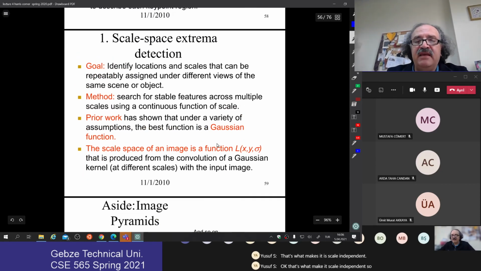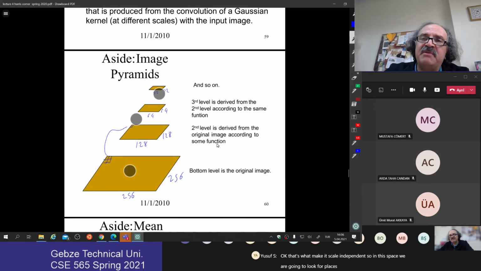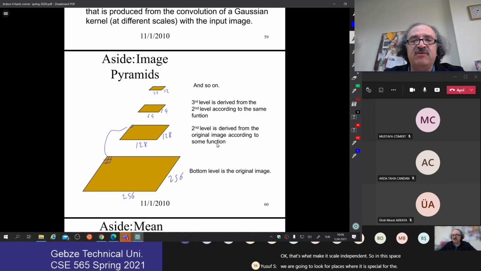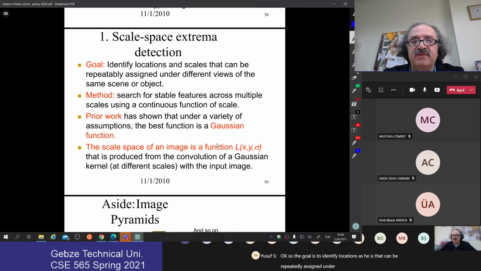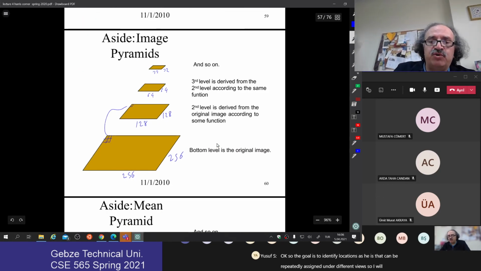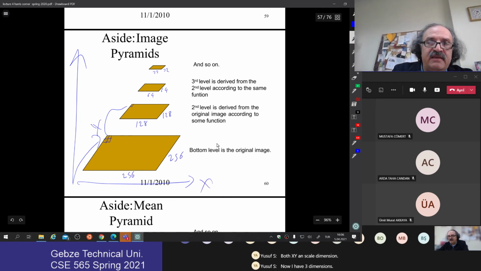So in this space, we are going to look for places where it is special for the scale. Okay, so the goal is to identify locations and scales that can be repeatedly assigned under different views. So I will make my search in both X, Y, and scale dimensions. Now I have 3 dimensions: X, Y, and scale.